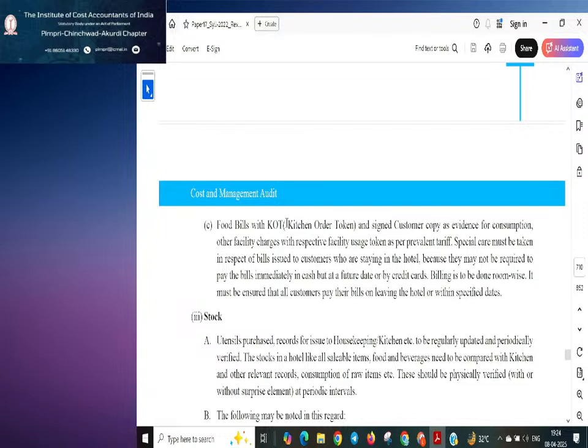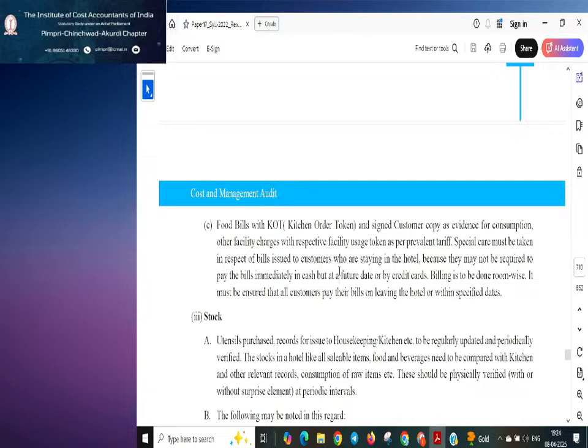Then food bills with KOT, that is kitchen order token, and signed customer copy as evidence for consumption. So you always have that facility. You use the restaurant and you sign and give your room number at the counter. So while you check out, it's all billed. So you are there to put a counter signature on the document. Then other facility charges with respect to facility usage token as per prevalent tariff.